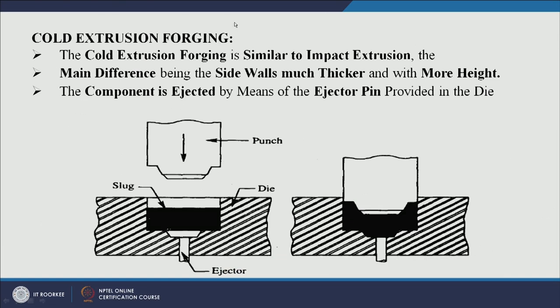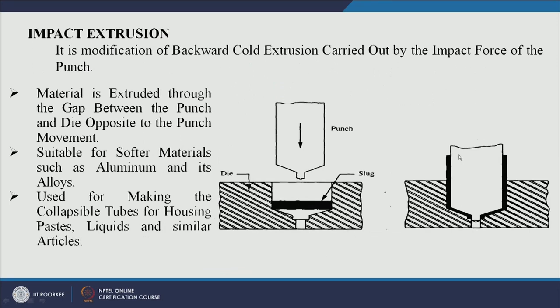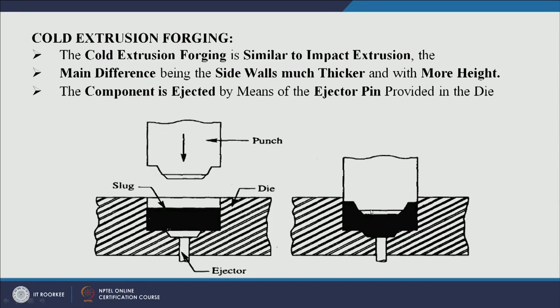Cold extrusion forging is used for making thick walled components, wherein the length and size of the component are limited, and it involves a little bit of flow of the metal in the backward direction. Cold extrusion forging is similar to impact extrusion. The main difference is that the side walls are much thicker. In the earlier case the walls were very thin and the height was more. Here it is just the opposite, wall thickness is large and the height is less.